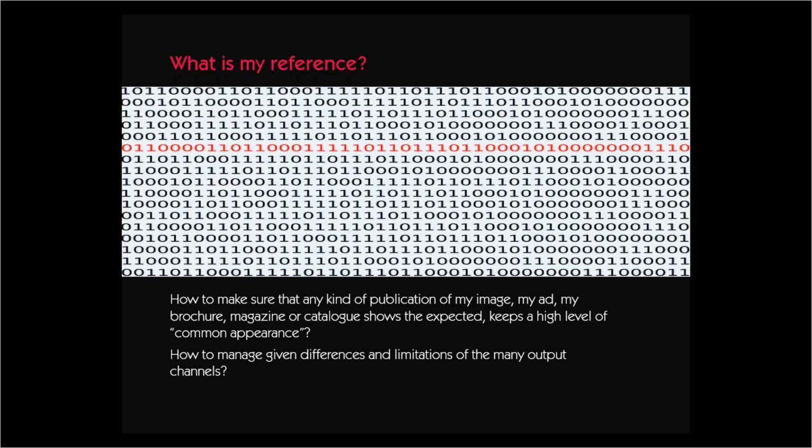How to manage the expectations if my image is going to be used in our multi-channel world, so in an advertisement, on a brochure, on a homepage in the web. How to make sure that all these final use cases of my image are at the end aligned to a common appearance, with all the given tolerances, differences, limitations of the many, many output channels we have.